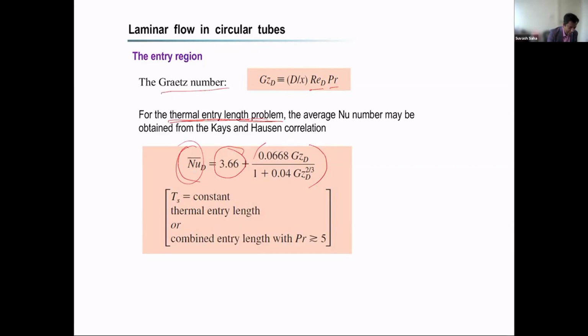But it has a condition. The condition is it can only be used if it is a constant surface temperature condition, not a constant heat flux condition. If it is a constant temperature condition, you can use this correlation. And only if your Prandtl number is greater than or equal to 5 can you use this correlation.